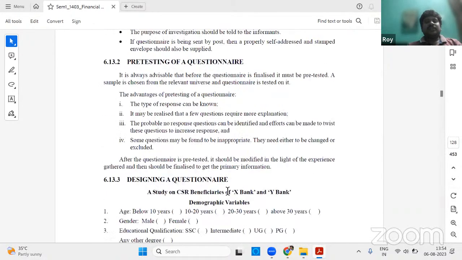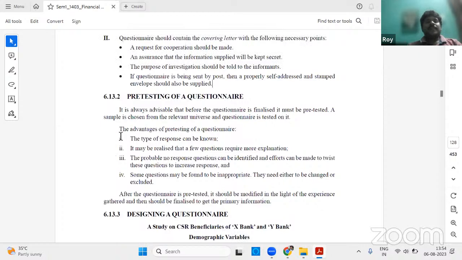Next one, pre-testing of a questionnaire. How to test a questionnaire? I always advise that before the questionnaire is finalized, it must be pre-tested. A sample is chosen from the relevant universe, and the questionnaire is tested on that. The type of response can be known. It will also be realized that a few questions require more explanation. So if I send the questionnaire to you before sending it to the large public, you can identify that, sir, I feel a bit of discomfort in answering this question. Sir, I feel that this is not a question at all, you are making a statement, etc.